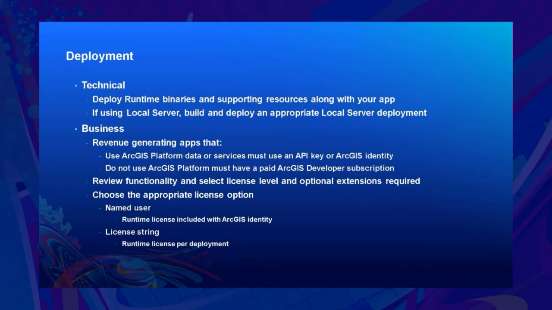Alternatively, license string means an explicit ArcGIS Runtime license, usually purchased in deployment packs. The license string never expires and is usually embedded in a runtime app. Each license is counted per deployment, which means per app, per device available to a single user. License string is a great option for situations where named users are not available for an app, or the app needs to function offline for an extended, maybe unlimited period of time.